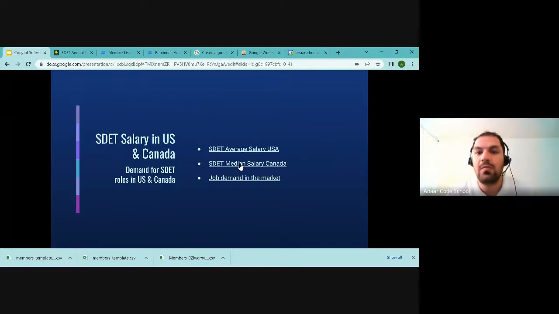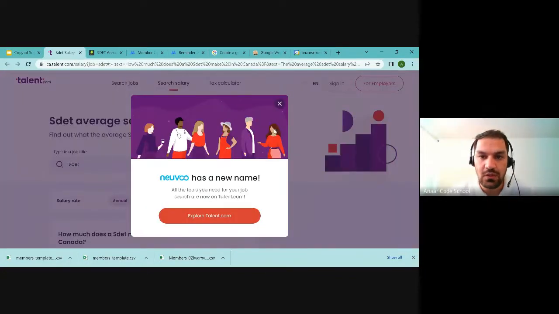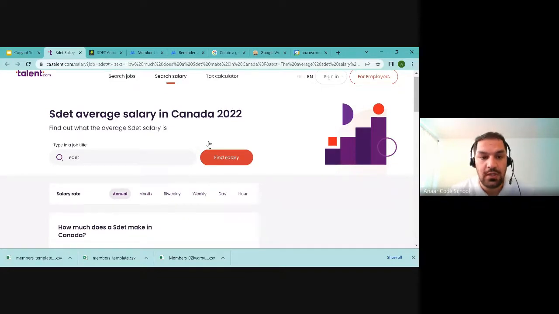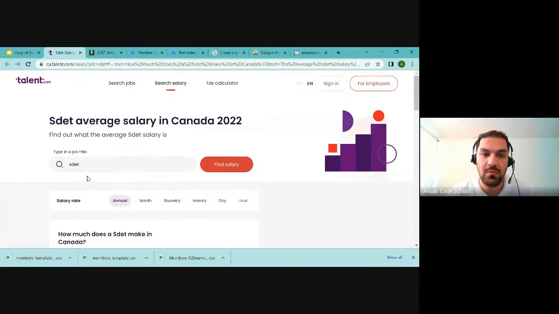let's talk a little about the median salary or the average salary of SDET in Canada. So I'm going to click on this link as well. So this again is talent.com. It's a very famous website. You might have seen it. So again, this is the average salary in Canada 2022. This is the magic number again. So 105,000 is the average salary. So again, this is something which is average, which is median, based on the data from talent.com. Now this is just a website.